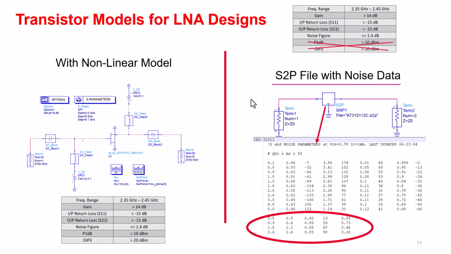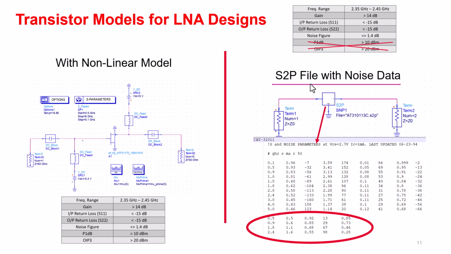But in many cases, you might have a device where vendor is unable to provide you with a nonlinear model, and the best they can do is to provide you a 2-port S parameter file, but that file is with noise data, which is the critical information if you have to simulate noise figure of the low noise amplifier which you are designing. So either of these approaches will work. The only downside when you use the S2P file is you cannot perform nonlinear simulation. That means you cannot characterize P1dB or IP3 of the amplifier which you are designing.